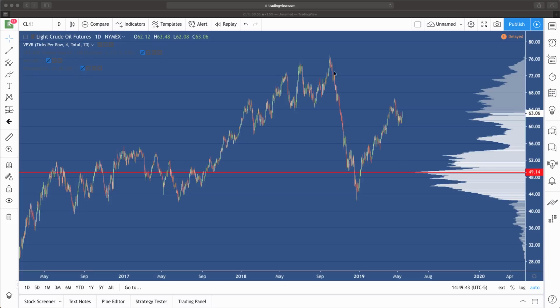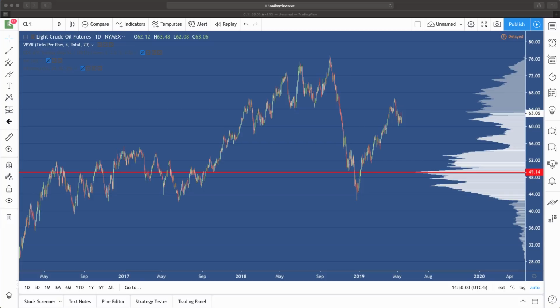You'll notice it went all the way from 76, fell right here to the point of control, tried to push higher, got rejected, and came right back to the point of control. Sellers tried to push it lower, and it came right back to the point of control, and it chopped around in this high volume area before once again beginning to trend higher.